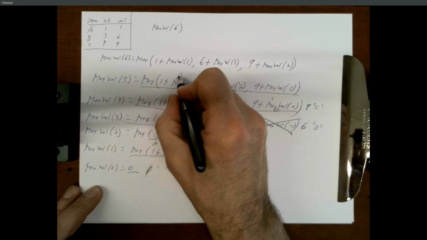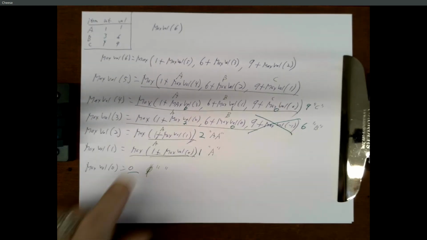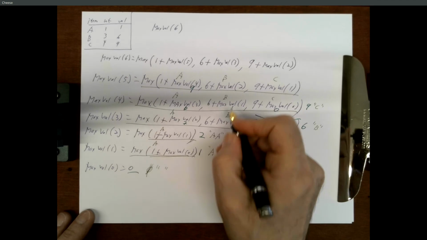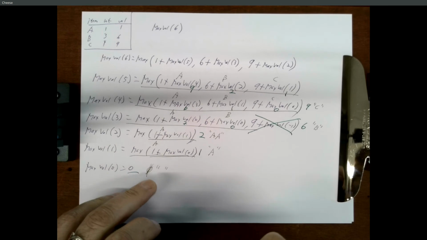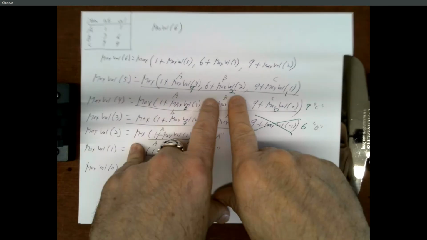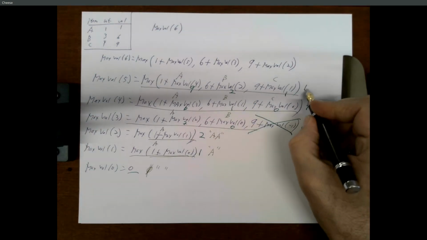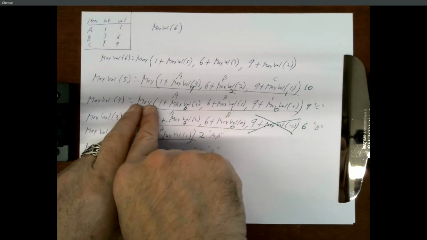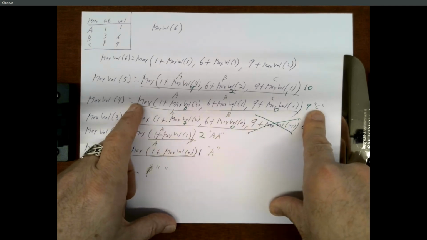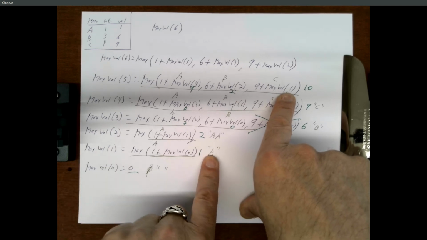Alright, max val 5, this is putting in item A, B, or C. Max val of 4 is 9. Max val of 2 is 2. And max val of 1 is 1. So now we want the largest of 1 plus 9, 6 plus 2, or 9 plus 1. Okay, so the max val is 10. And we have two ways to do that. We could put in item A in our bag and then put in the solution for max val 4, which is a C. Or we could put in item C in our bag and then take the inventory for max val 1, which is an A.